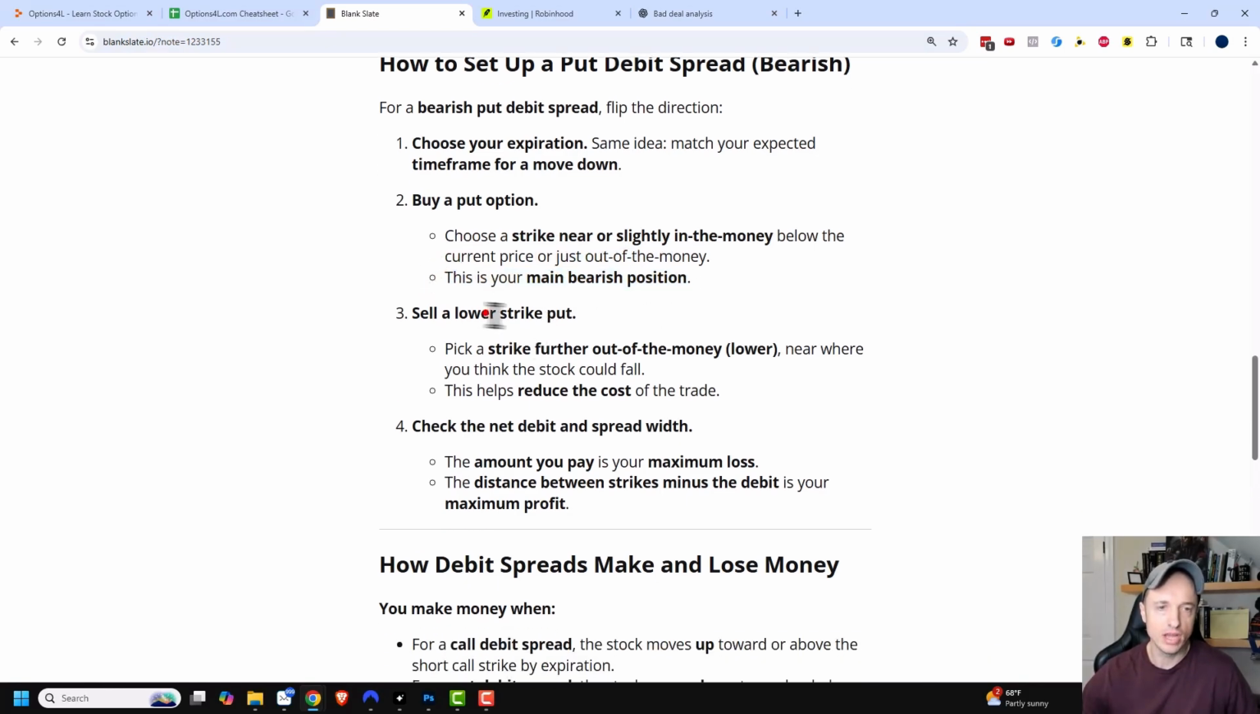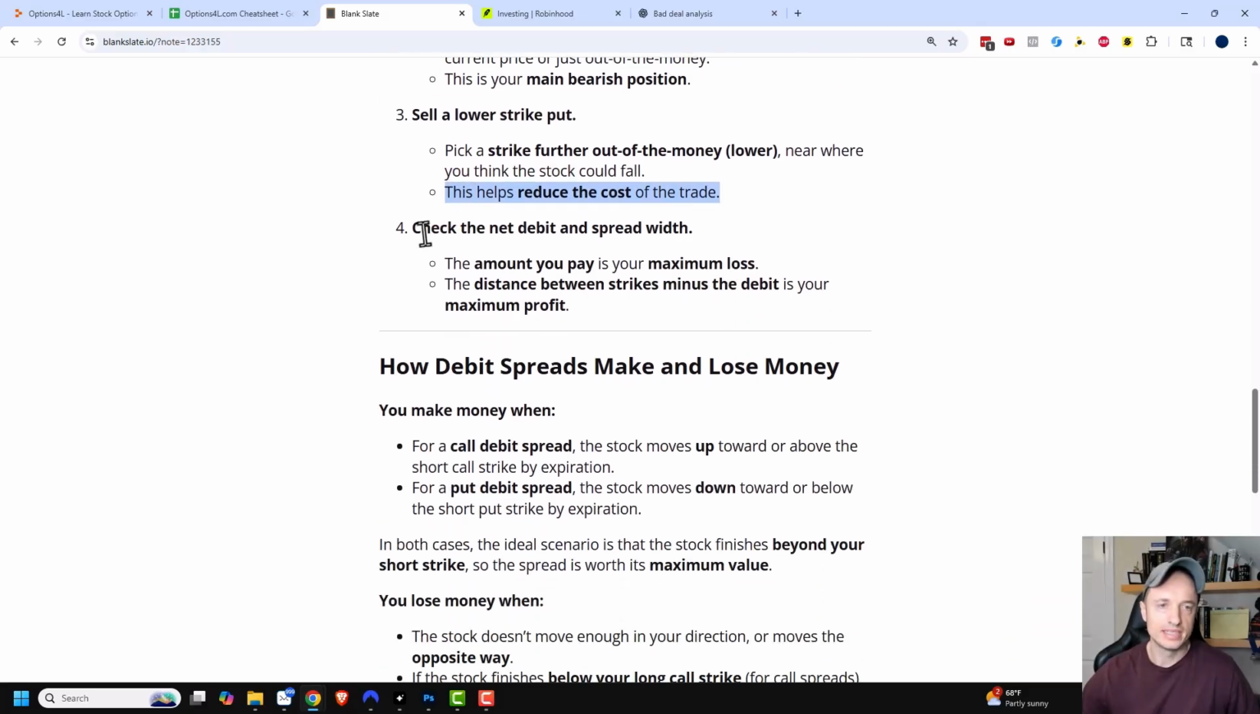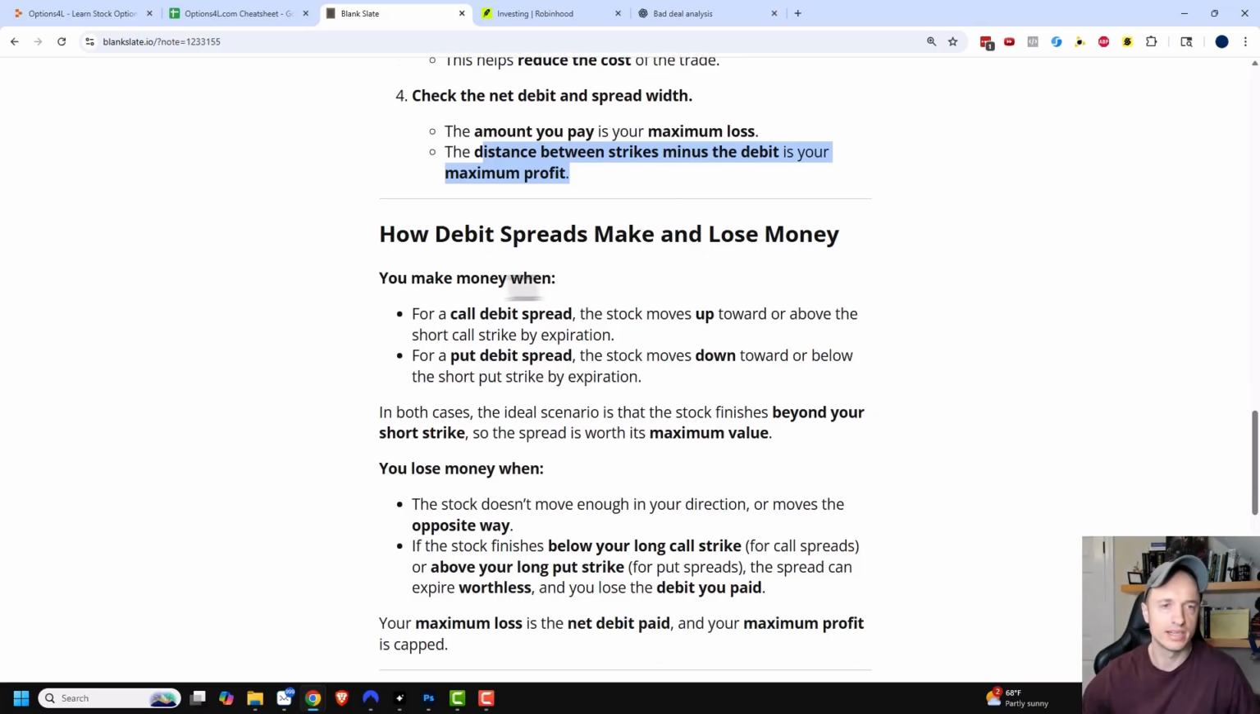And then you sell a lower strike put. Pick a strike further out of the money, so lower in price, near where you think the stock could potentially fall. This helps reduce the cost of the trade. And then you check the net debit and spread width. The amount you pay, your debit, is your maximum loss. The distance between the strikes minus the debit is your maximum profit. Again, Robinhood will calculate this for you.